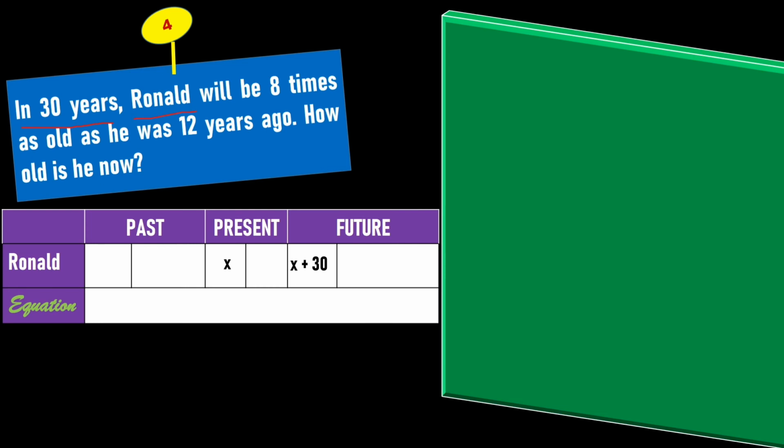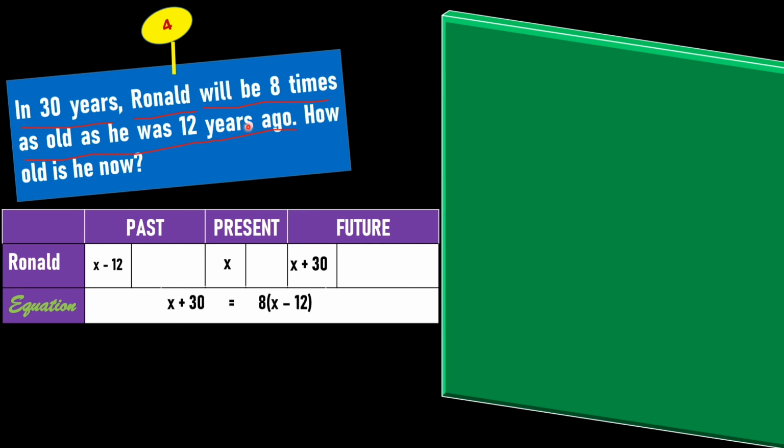Ronald will be 8 times as old as he was 12 years ago. So 12 years ago is past. So we have the equation x minus 12. So 12 years ago, the age of Ronald is x minus 12. So Ronald will be 8 times as old as he was 12 years ago.